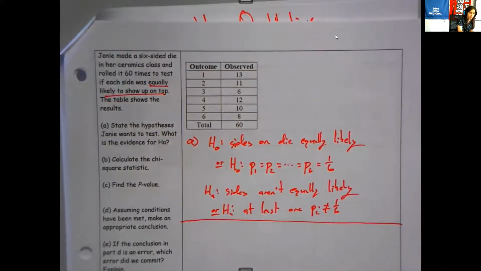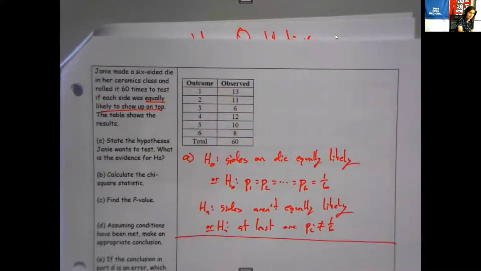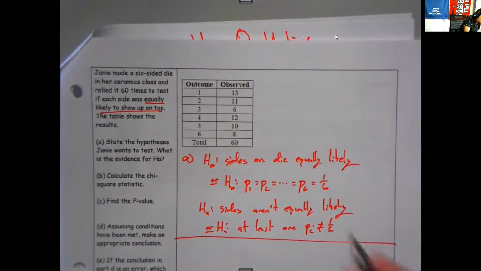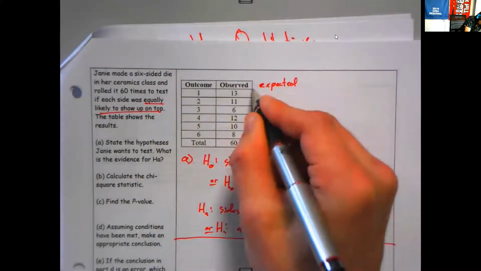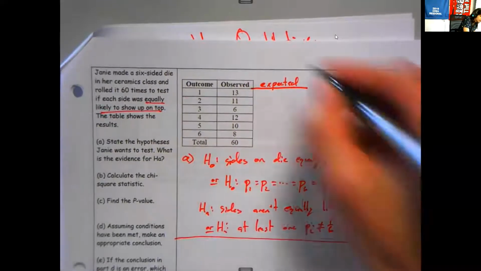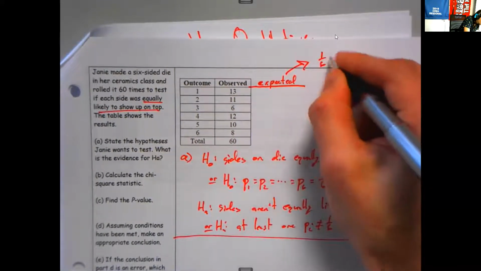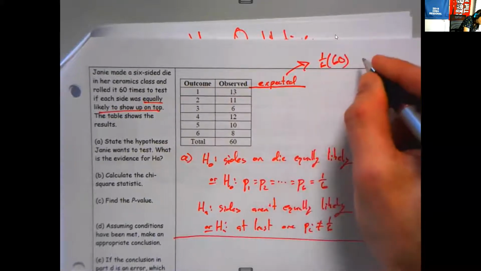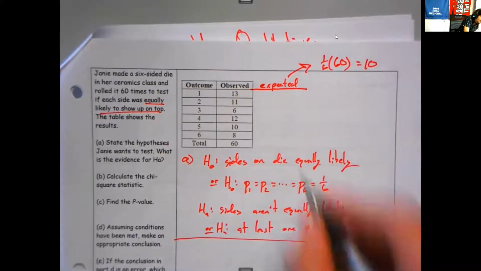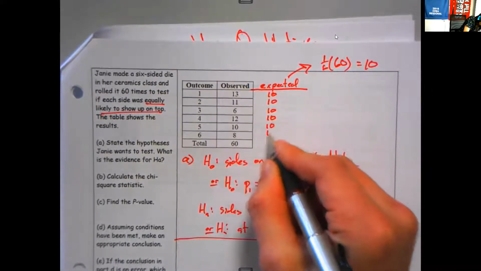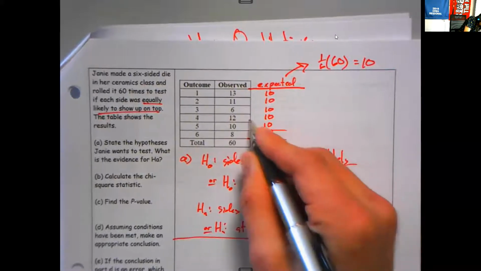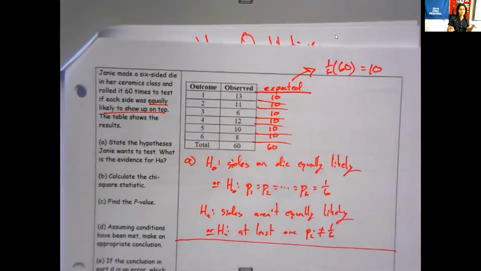So there's your part A. Part B, calculate the chi-square statistic. Well, we need to first say what was expected. What was the expected count? Well, what is 1/6 times 60? That's 10. So we expect to have 10 for each of these sides, right? If they're equally likely, we better have 10 for each. So we have our expected counts, we have observed counts. With that, we can calculate our chi-square statistic.